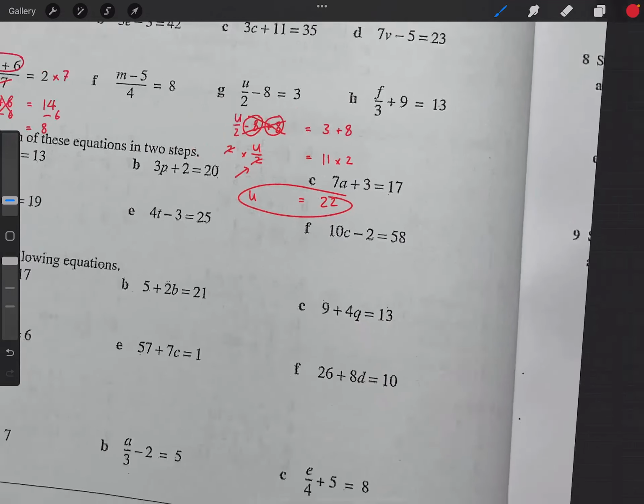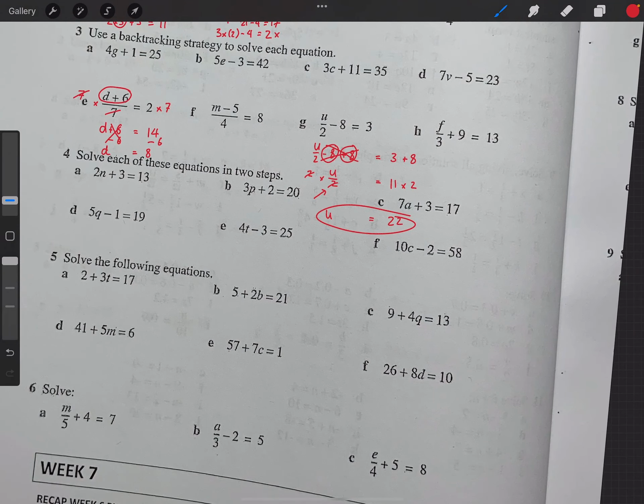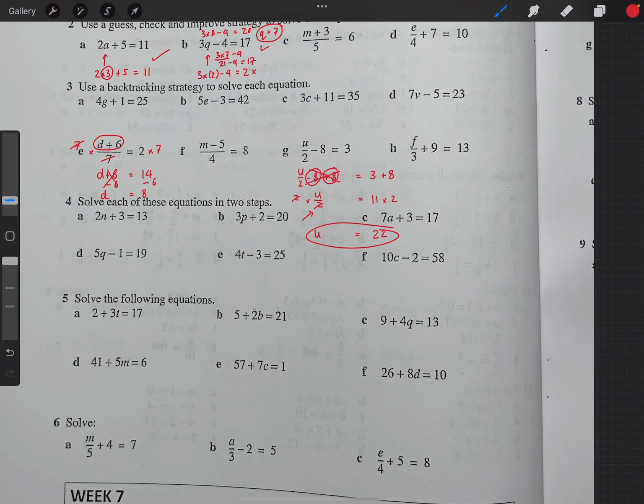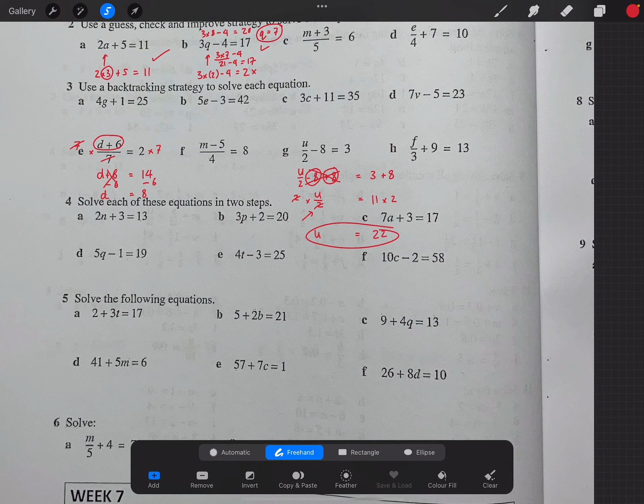Alright, and you can do the rest of question 3 on your own. I'm going to rub this out.